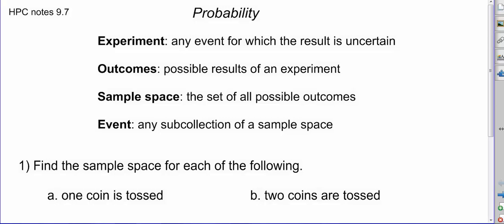Pre-calculus students, welcome to your 9.7 notes. We're going to look at probability today, continuing our counting principles and taking it to the next level. So let's get going here.